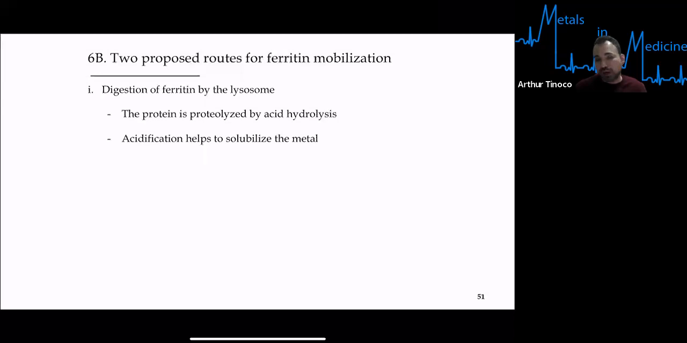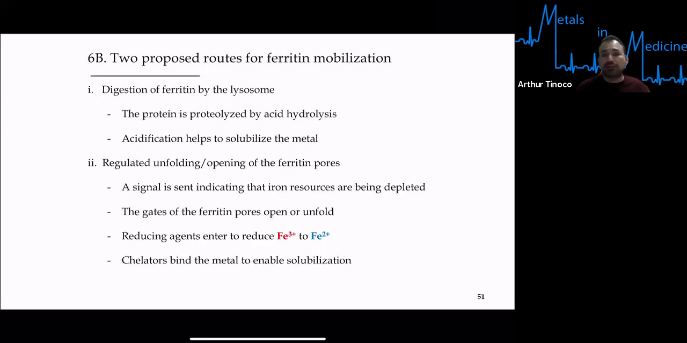The problem with this model is that when you have an acidification event, we know that that can help to solubilize the metal, but a sudden flux of acidification, especially as it can enter right into the cytosol itself, can be quite toxic. And so it's not likely that this is the actual route by which ferritin is going to be mobilized in order to release its iron. More likely is that you have this controlled, regulated unfolding and opening of the ferritin pores to enable this more controlled release of the iron.